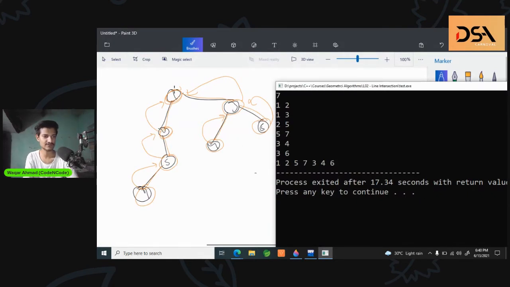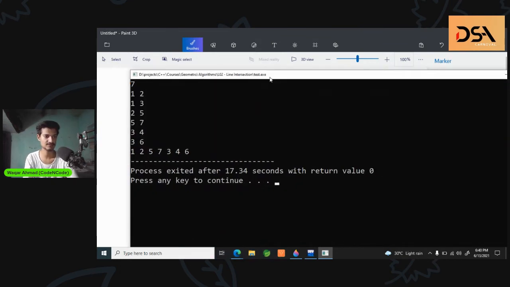So basically, I went from 1 to 2, and then 5, and then 7. This is the order we followed. Then we track back, track back, track back. From here, we go to 3, and then we went to 4, then track back, and then we went to node 6. So this is how your DFS traversal works.